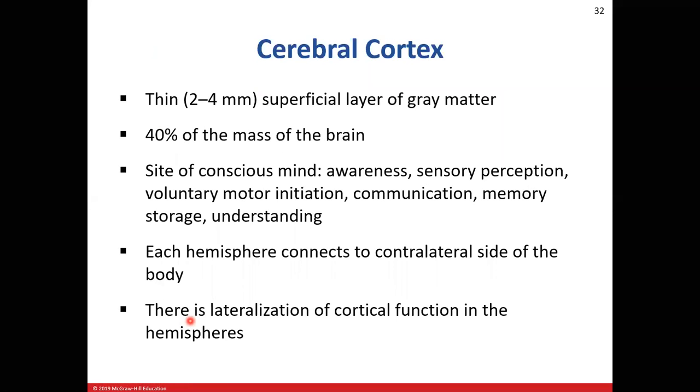So let's look at the structure a little bit more of the cerebral cortex. It's going to be a thin, superficial layer of gray matter that's really about 2 to 4 millimeters thick. It's going to be about 40% of the mass of the brain, and it's going to be the site of conscious mind. So things like awareness, sensory perception, voluntary motor initiation, communication, memory storage, and understanding. Again, these are all things that are involved with consciousness, things that you do while you're awake and while you're aware of what's going on around you.